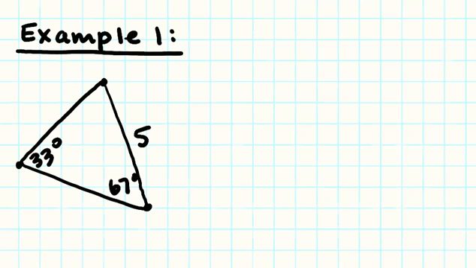So we could figure out everything there was to know about this triangle. Up to this point, since it's not a right triangle, we would have had to draw an altitude and split it into two right triangles. But we're not going to have time for that. We want to do this much faster. So we're going to use the law of sines to find this side length, which I'll call x.